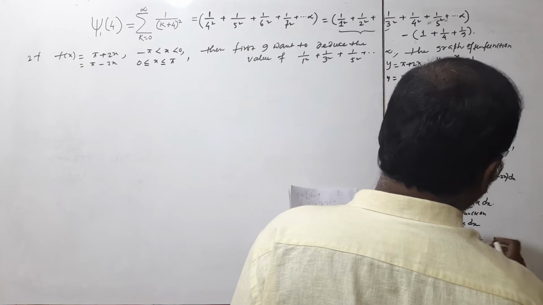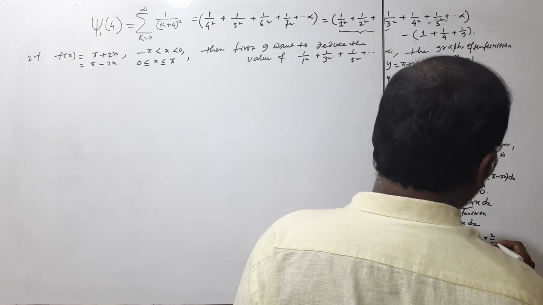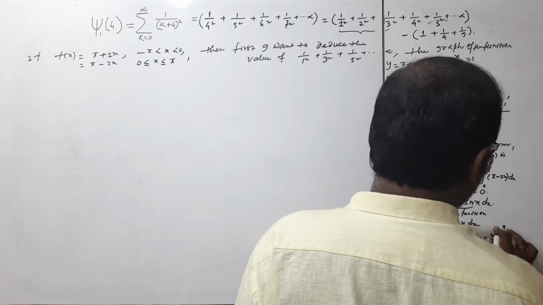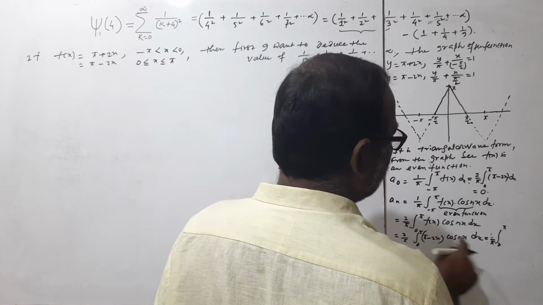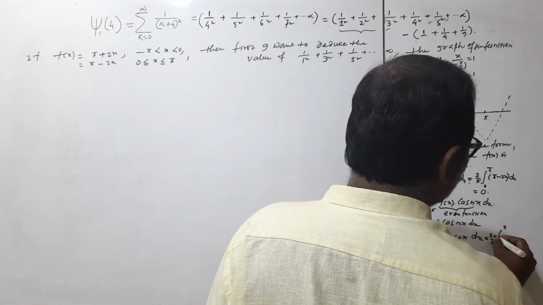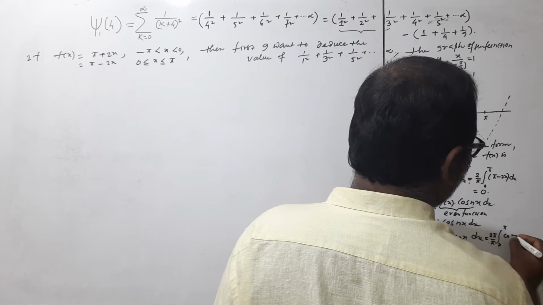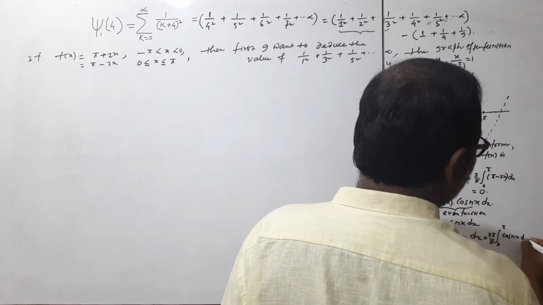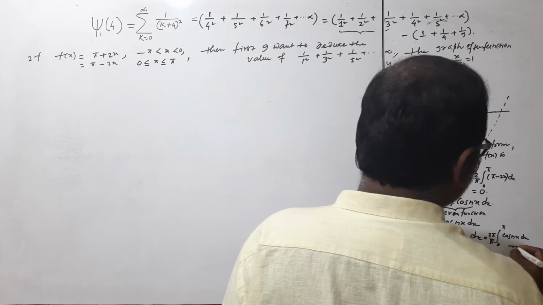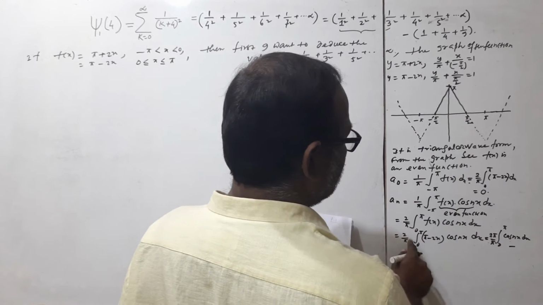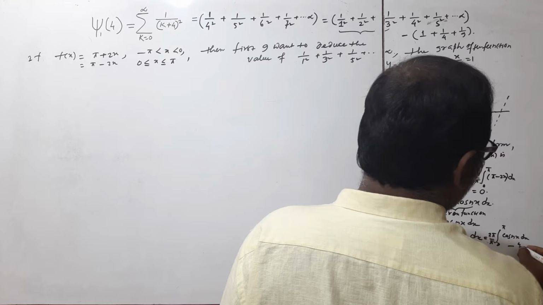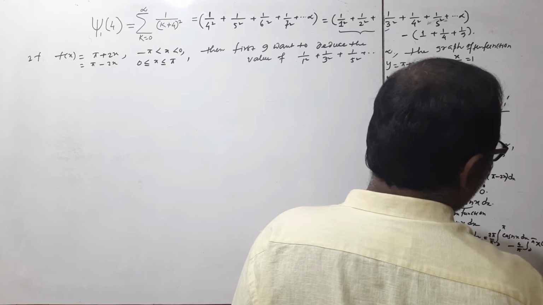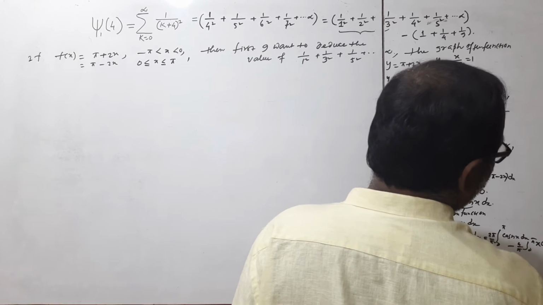So now integrate. So this is 2 over pi, and this is 0 to pi, and this is multiplied by pi, so 2 pi cos nx dx, and this is minus 4 over pi, 0 to pi x cos nx dx.